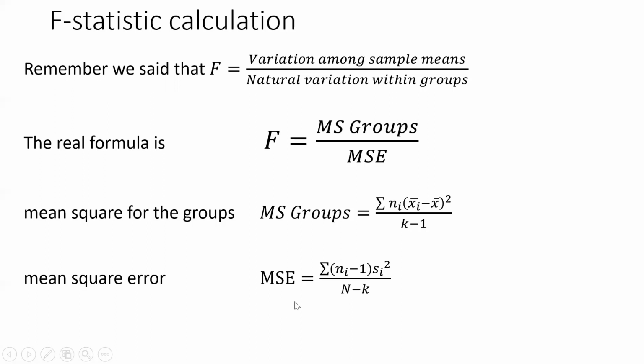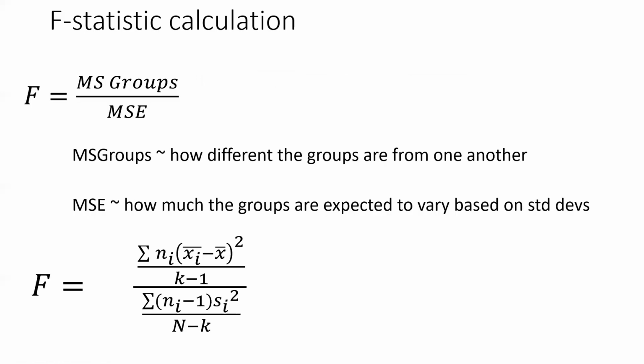And then our denominator, the mean square error, is the number of points in that group minus 1 times the standard deviation of that group squared, adding all of those up for the groups, divided by n minus k, the total number of samples minus the number of groups. We put all that together. Here is the F statistic calculation equation.